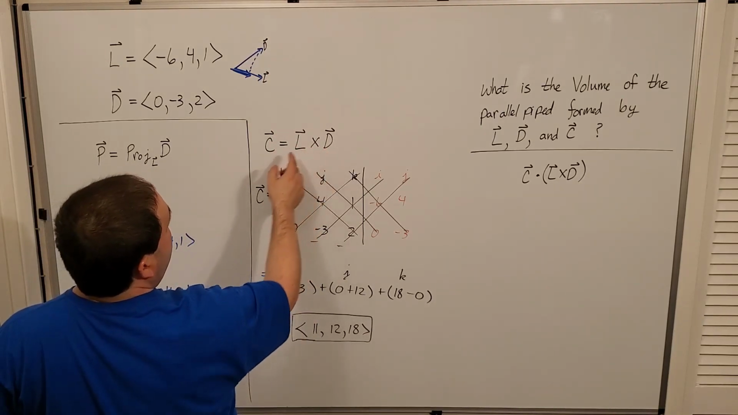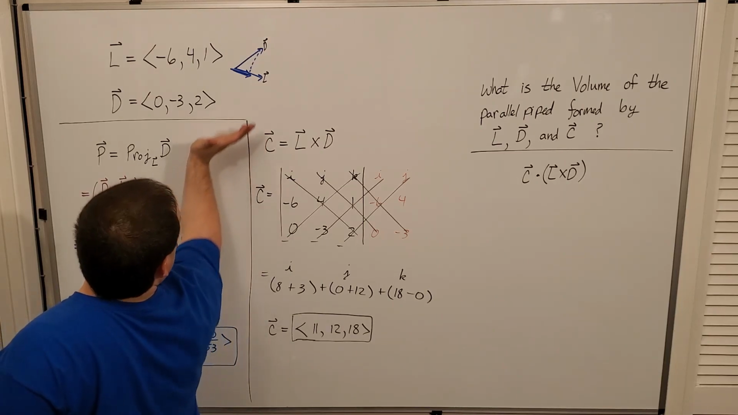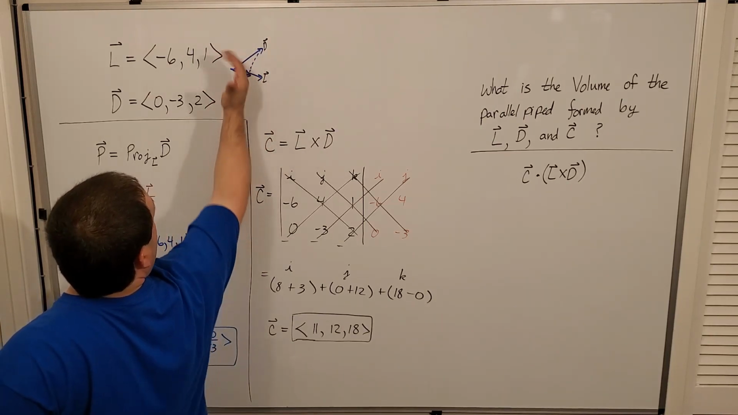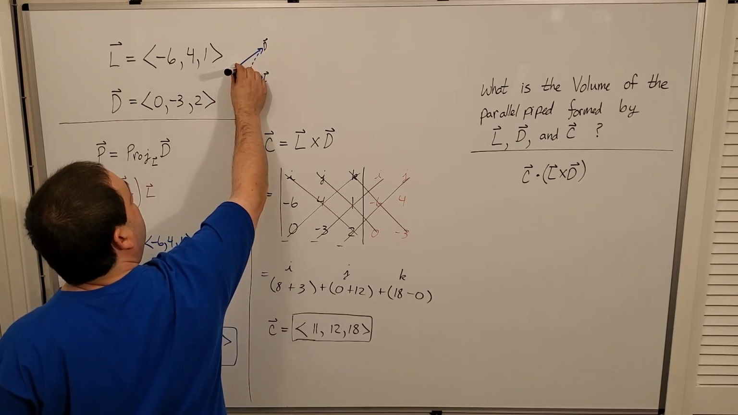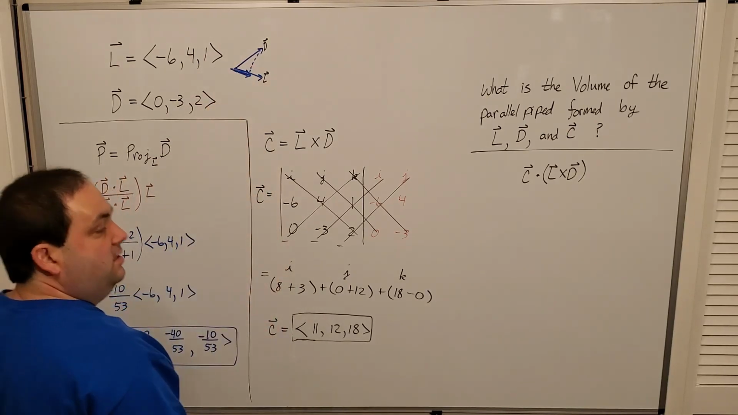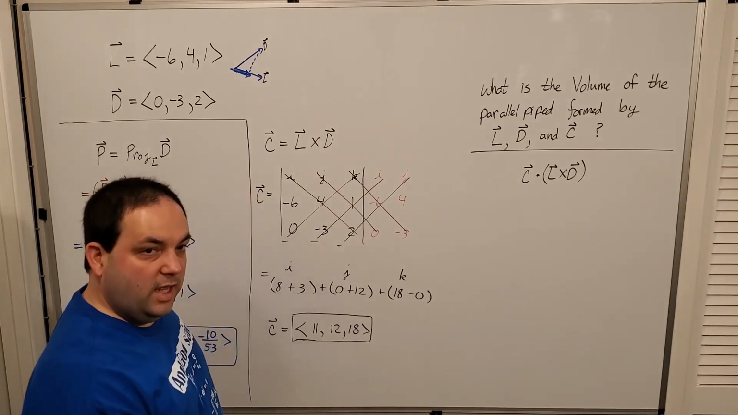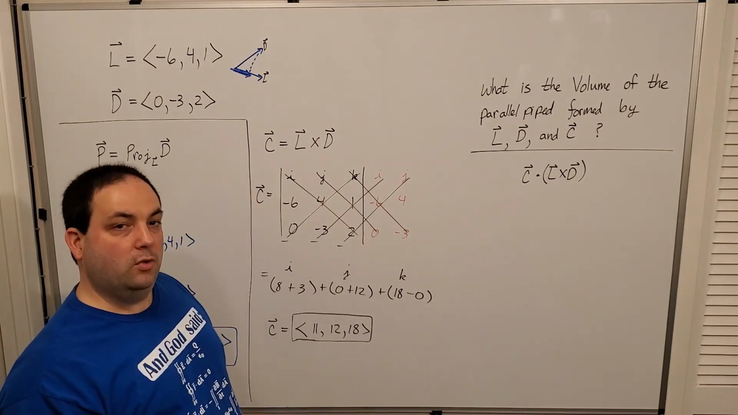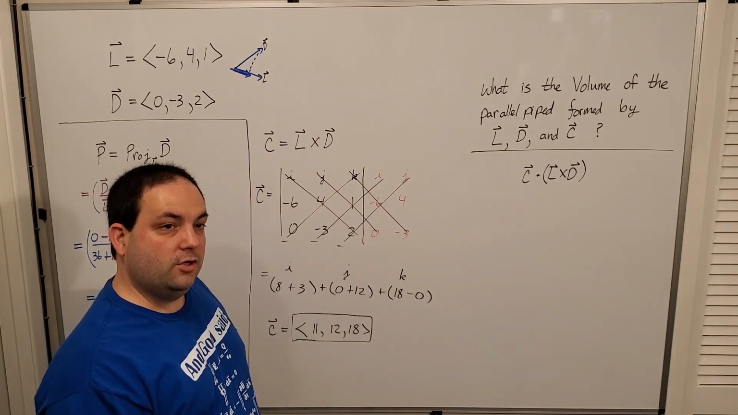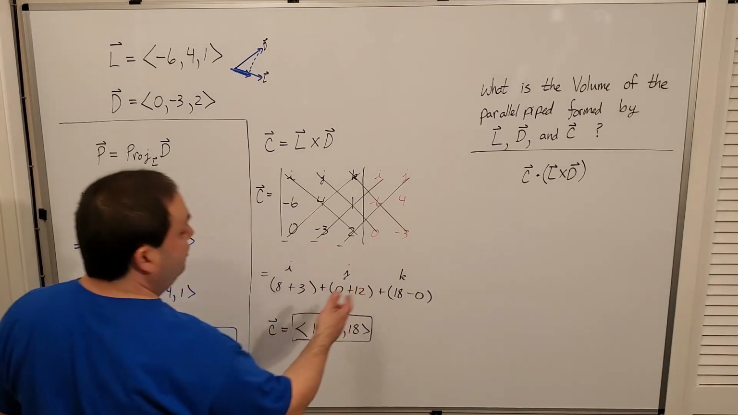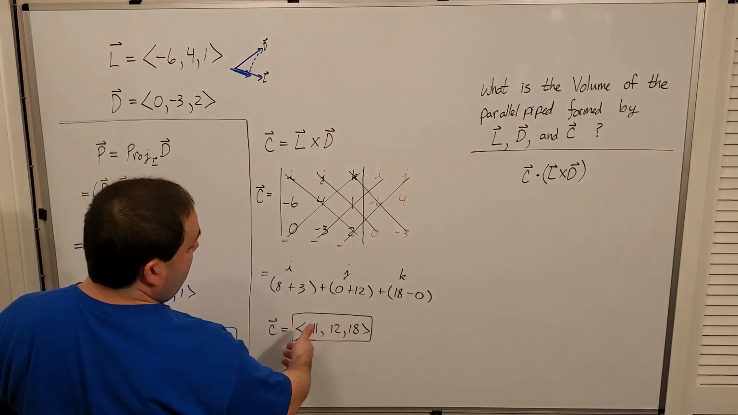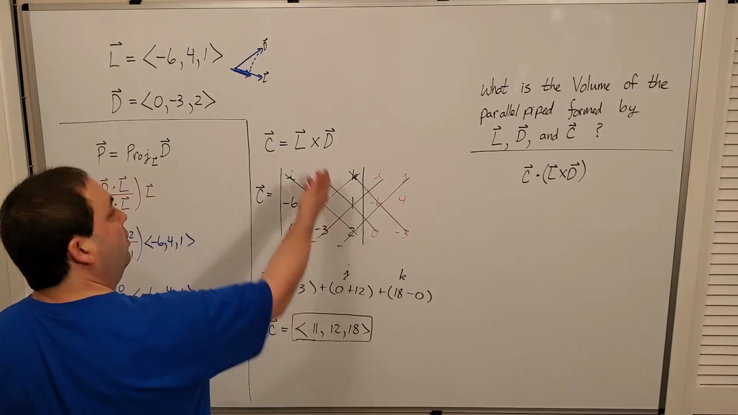If it's L cross D, then L crosses into D with my right hand, which means that the C vector would be coming out of the board here. The cross product is the vector that is perpendicular to both of those, and in the direction according to the right-handed curl between them, right? So you would just describe that in words. This is the vector that is perpendicular to both L and D.